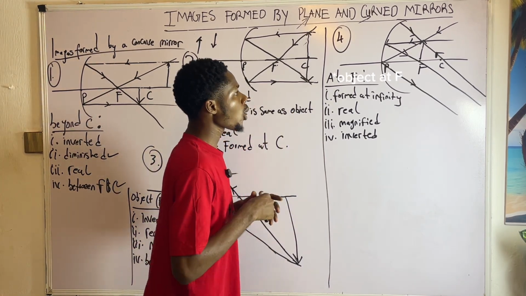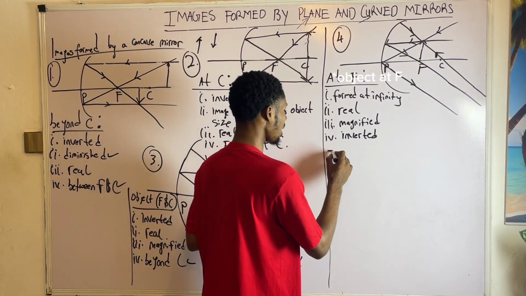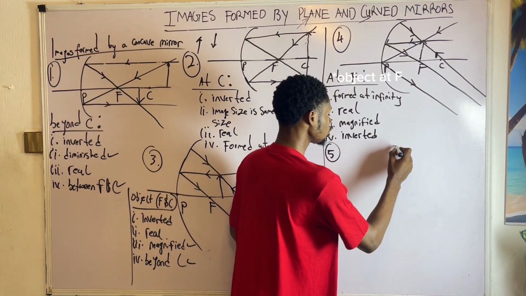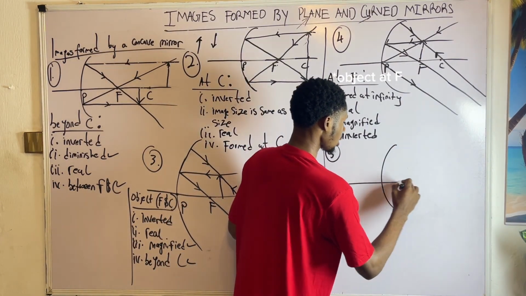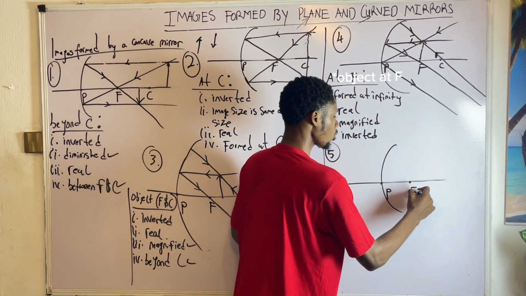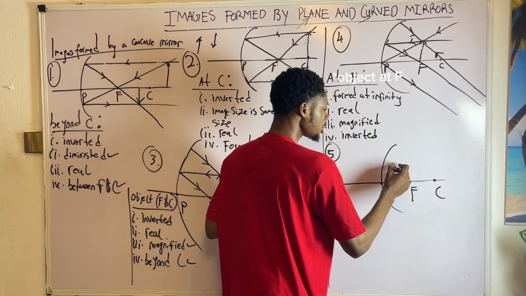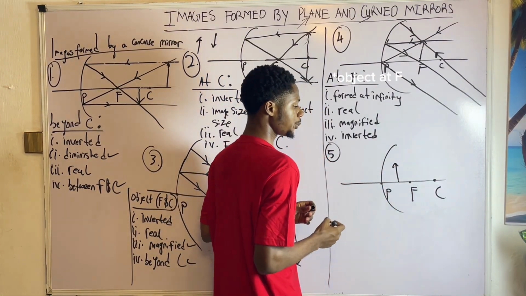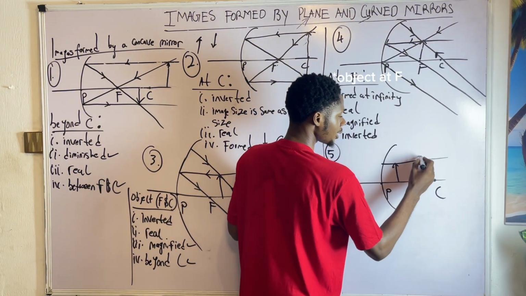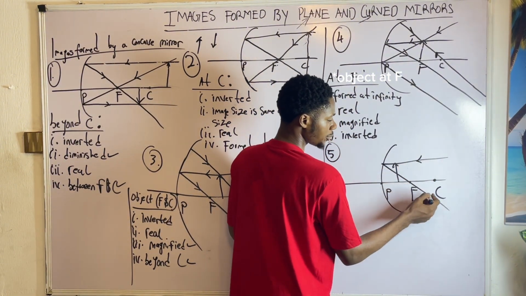Now, how about when we place the object between F and P? When the object is placed between F and P, number 5. So this is the concave mirror, our principal axis. This is the pole. This is the principal focus. And this is the center of curvature. When we place the object here, between the principal focus and the pole, let's apply the same rule again. When light rays pass parallel to the principal axis, they are going to reflect back through the principal focus, right?